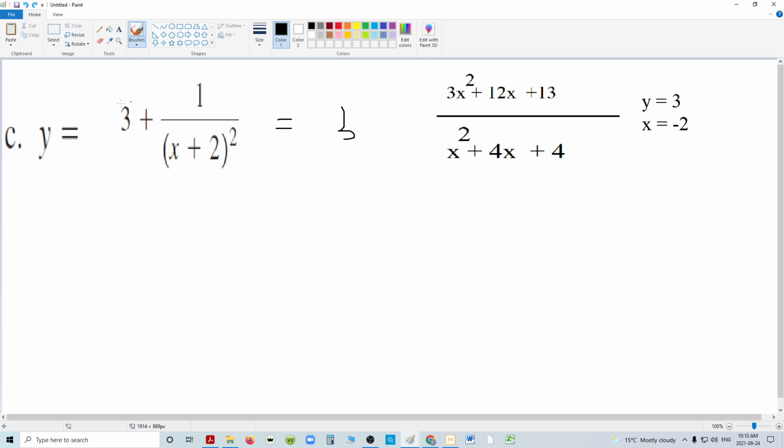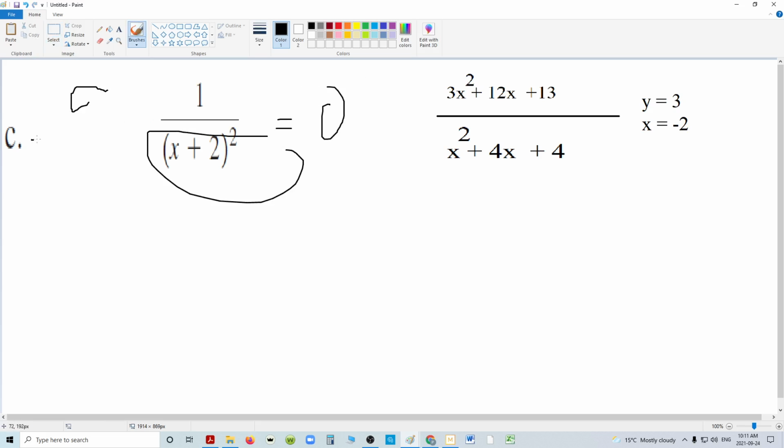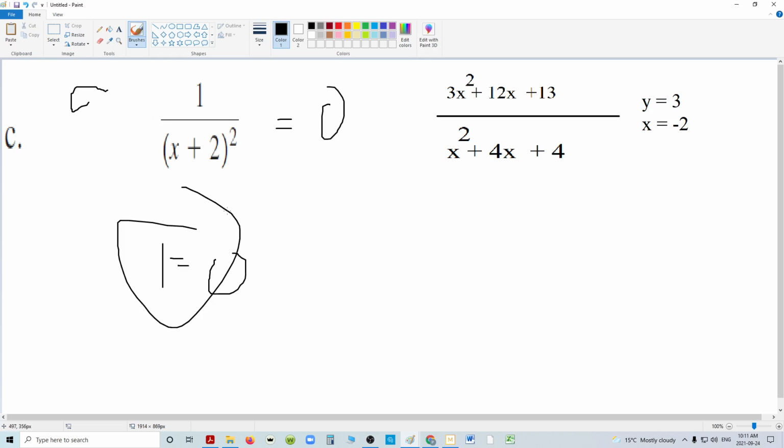So first thing, you make the formula equal to 3. You bring the 3 to the other side. You get this is equal to 0. You multiply both sides by x plus 2 squared over 1. You get 1 is equal to 0, which clearly makes no sense. Therefore, it does not cross the horizontal asymptote. Useful information.